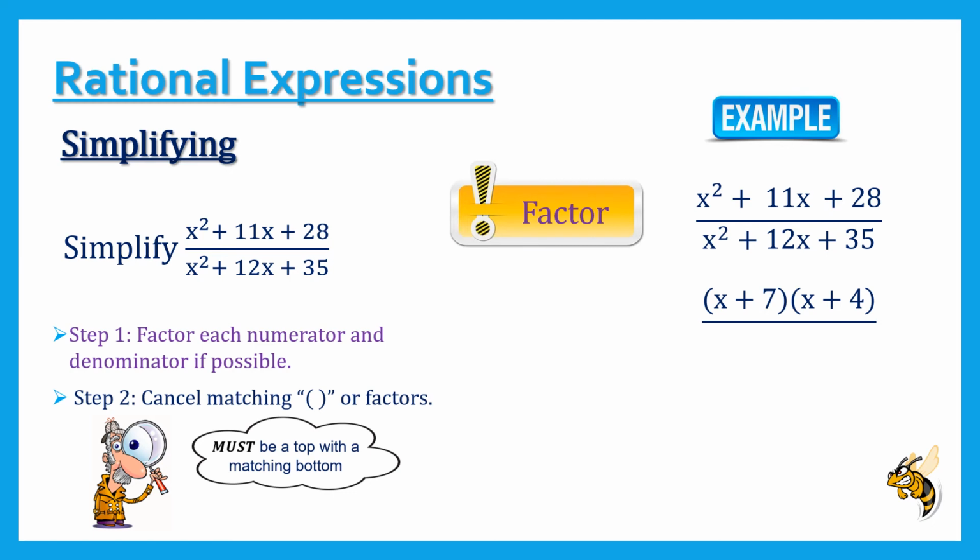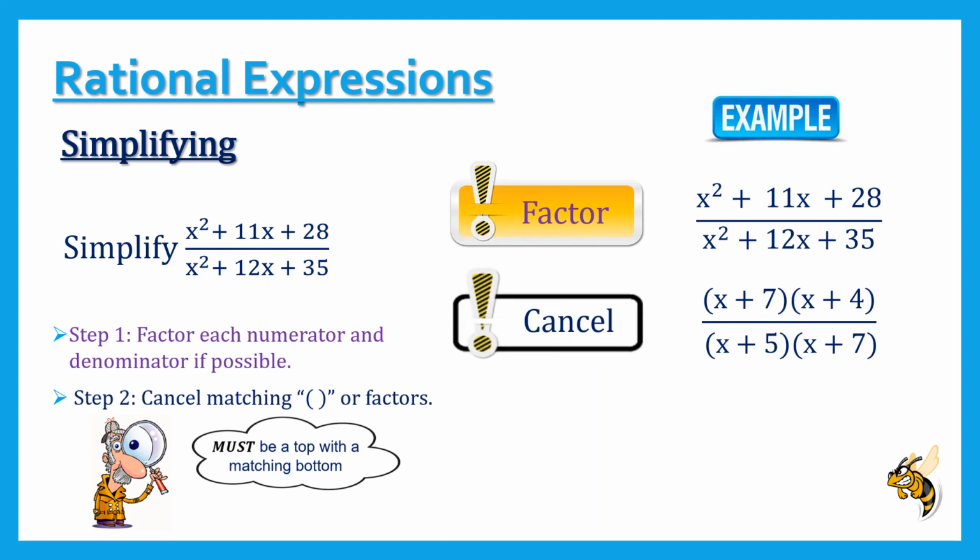We're going to do the same thing for the bottom. We're going to read it backwards. Two numbers multiply to give me 35, but when I add them, it's equal to 12. And those two numbers are 7 and 5. We know both of them will be positive because it's a positive C and the B is positive. So therefore, it's going to be x plus 5 times x plus 7.